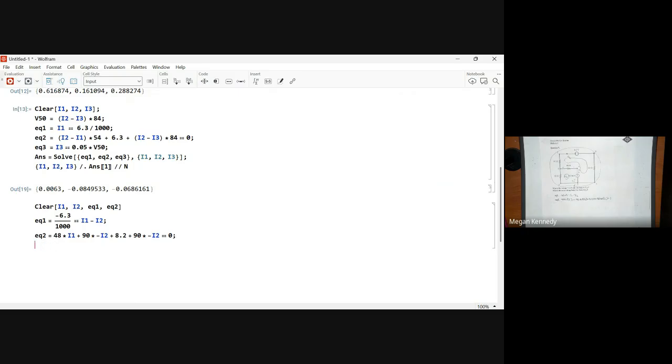And then we're going to put that into our solve function. And we're going to have that be EQ1 and EQ2, I1 and I2.